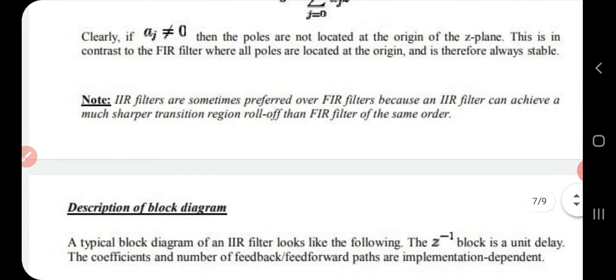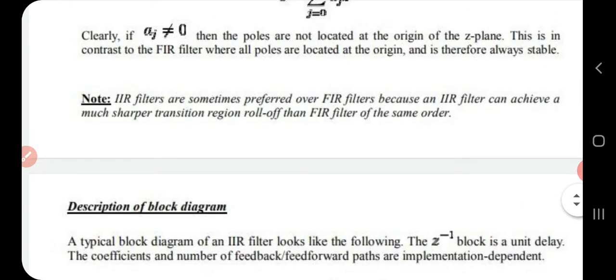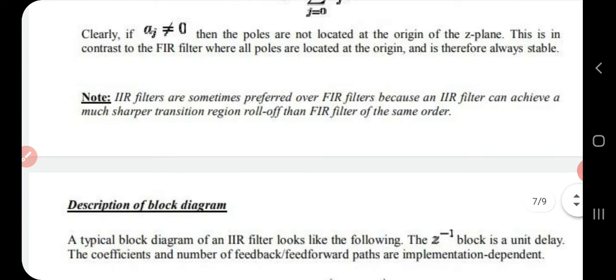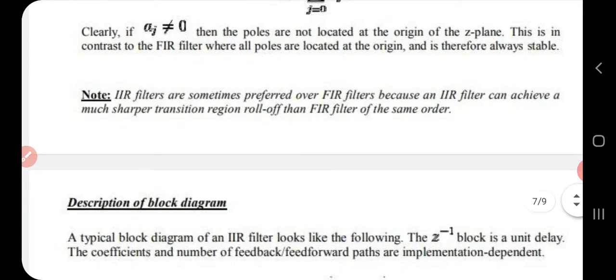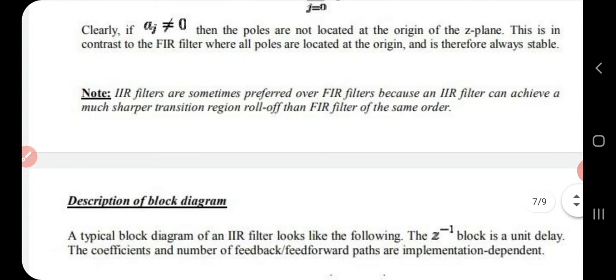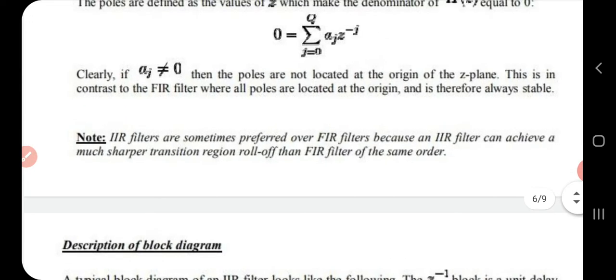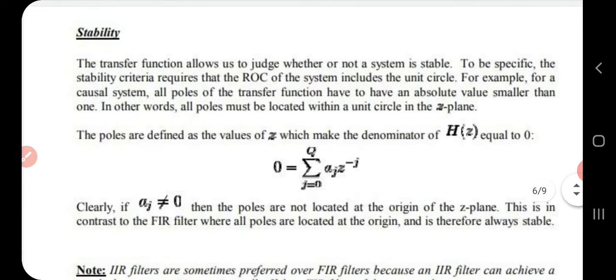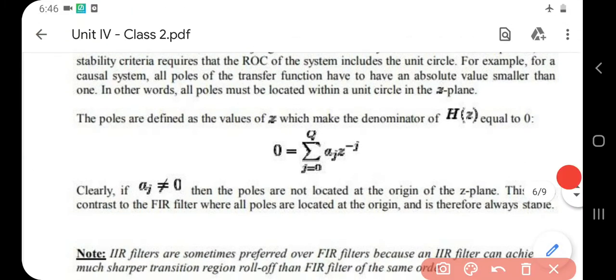Now this is just a note. IIR filters are sometimes preferred over FIR filters. Why? Because an IIR filter can achieve a sharper transition region roll-off than an FIR filter of the same order. So if you are asked to write the stability criteria, it is enough to mention up to here.